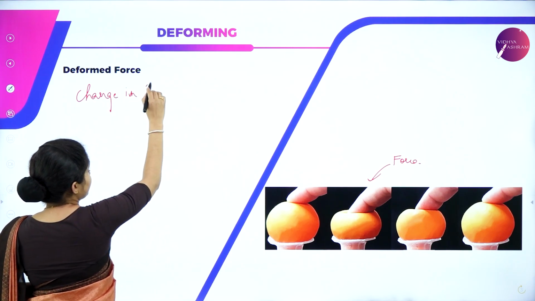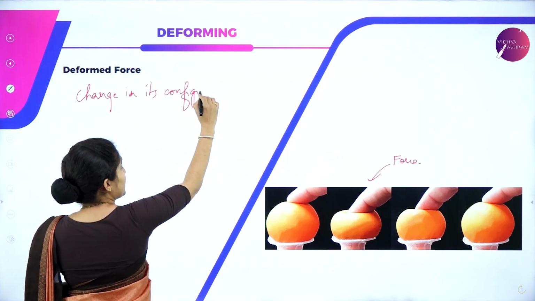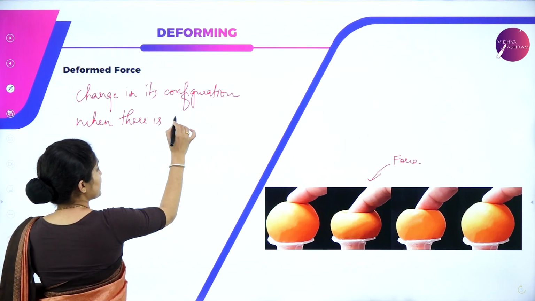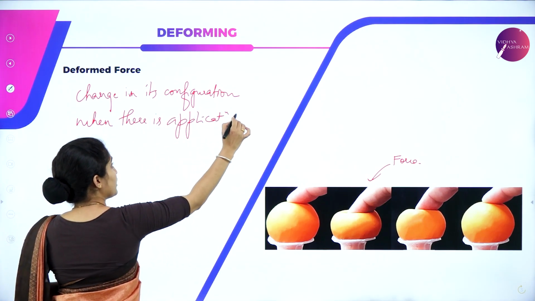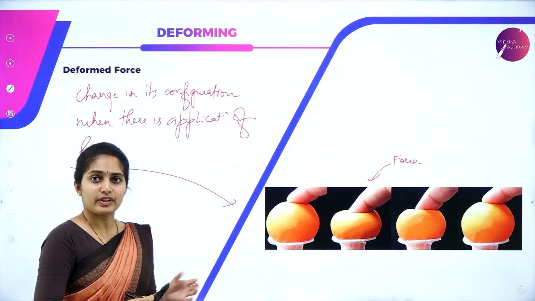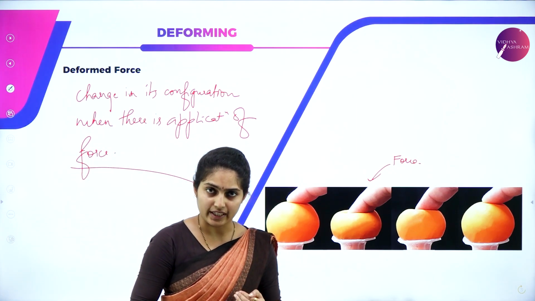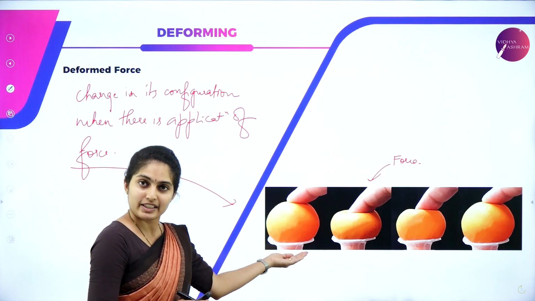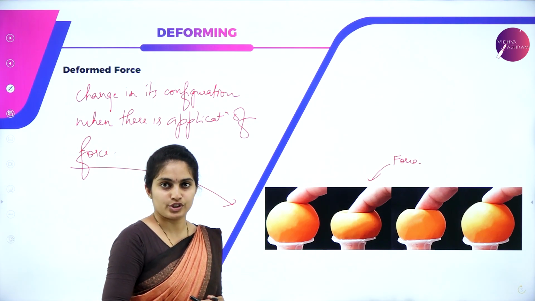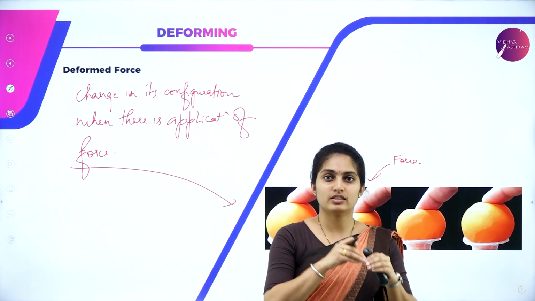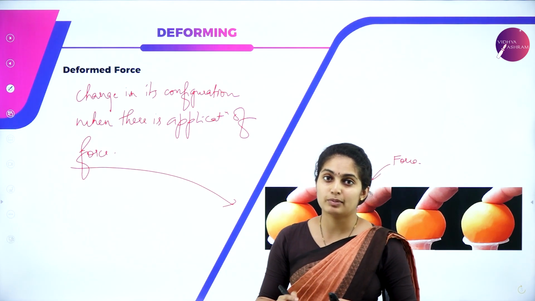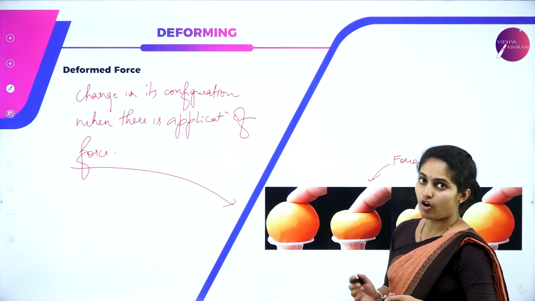The change in its configuration when there is application of external force. That is what is happening over here. As you give an external force from the outside, what happens to the object? The object gets deformed, and when you remove the force, again it comes back to its original position. Such a force, as you exert the external force and the object changes its shape and then gets back to its original position, is called your deformation or deforming force.